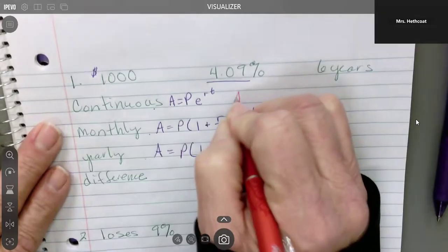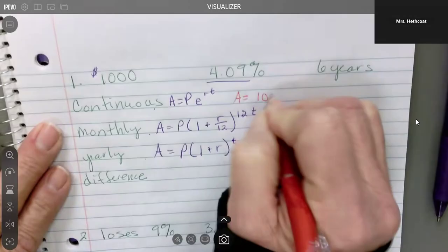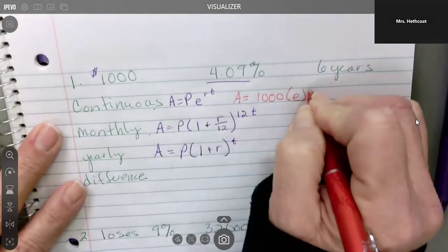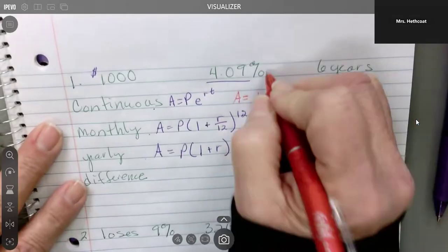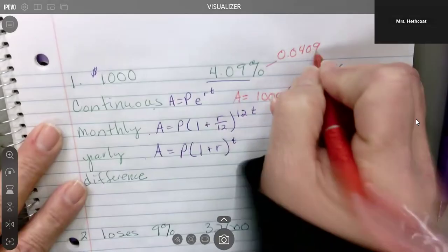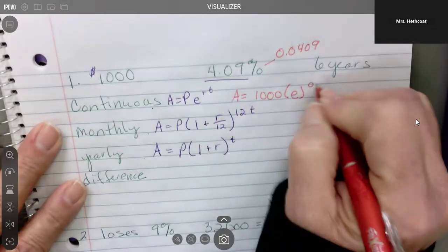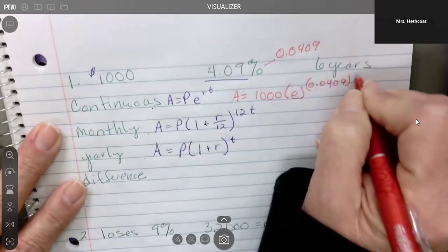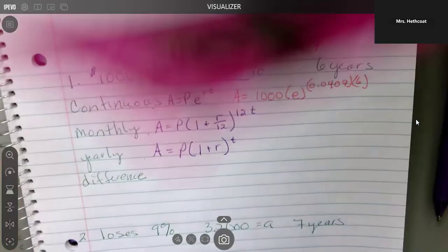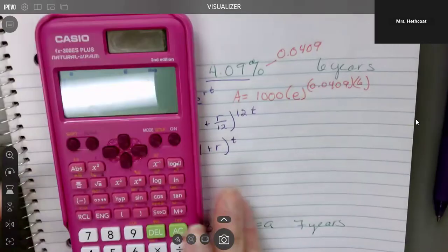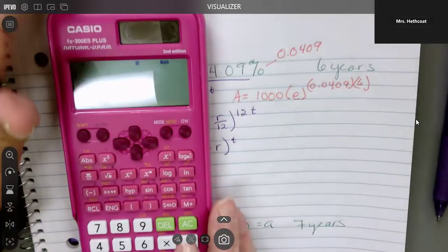A equals $1,000 times e. I'm just going to plug that into the calculator. And then this in decimal is 0.0409, so 0.0409 times 6. I'm going to plug that in and see if I can show you as I plug it in.